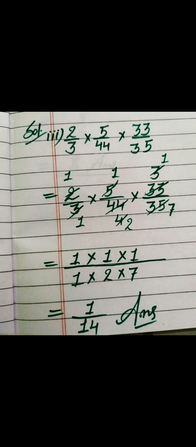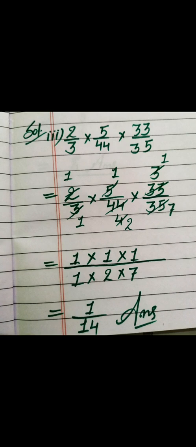Now next, here you have to find the product of three fractions, as you are seeing. Now look, the process is the same. First we see whether there are any numbers in the numerators and denominators which can be simplified by any number. So as you are seeing, in the second fraction and the third fraction, 44 and 33 can be divided by 11. Both are simplified by 11, like 11 fours are 44, 11 threes are 33.